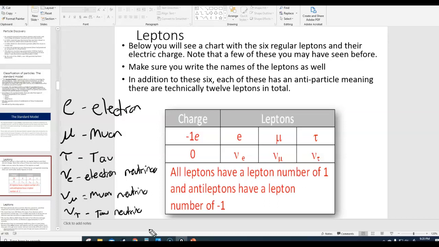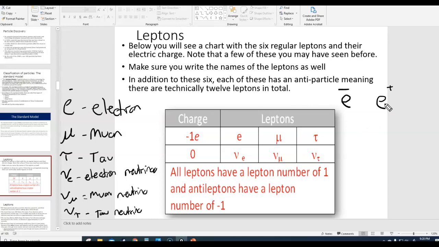Now, in addition, because basically all particles have an antiparticle, in addition to these 6 leptons, there's also 6 antileptons. I'm not going to write all of them out, but the way you represent an antiparticle in physics, there's 2 ways to do this. The most common way is to put a line over it, like so. And so this would be the anti-electron, or sometimes you see it written like this, E with a plus symbol, because the normal electron has a charge that's -1.